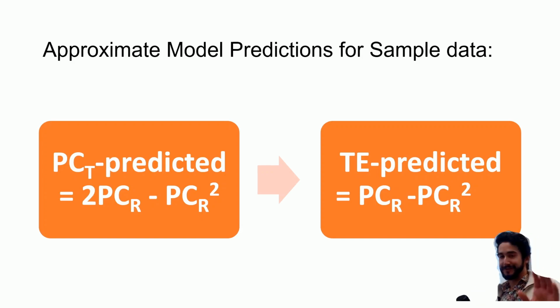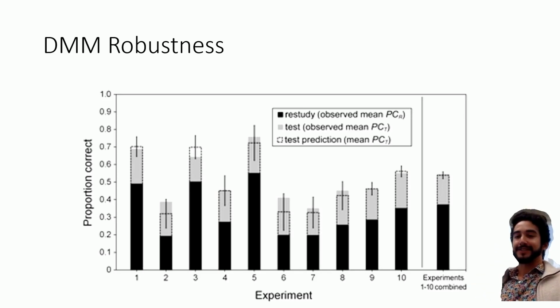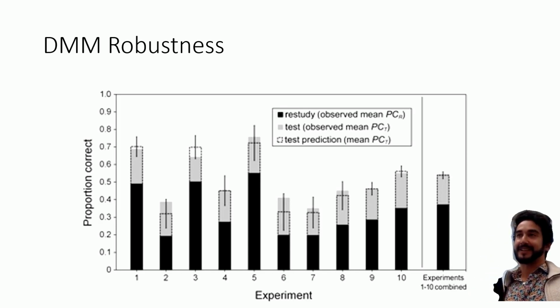For now, if you have notes, I'll say PCR and PCT to denote the proportion correct restudy values and test values. And so, do these equations actually work? They actually work quite robustly across a large amount of data sets. Here's one example of it working on 10 different experiments inside and outside of the lab.